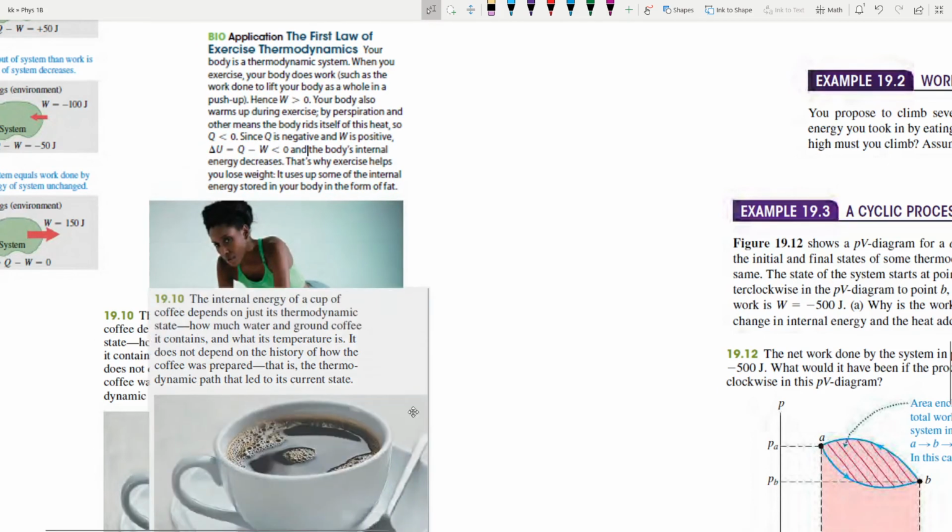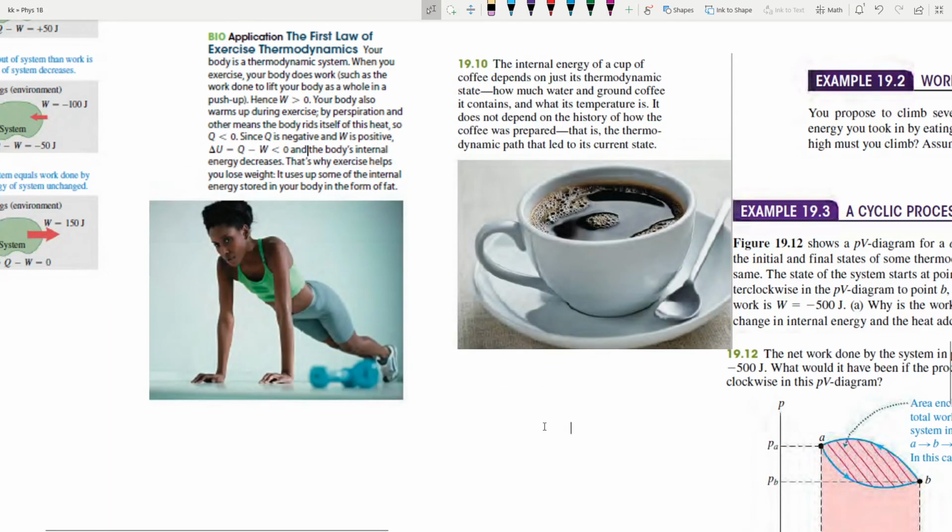Okay, so this is a picture of someone that's doing push-ups. So what it says is, your body is a thermodynamic system. Let's see if we can understand what they're saying here. When you exercise, your body does work, such as when the work done to lift your body as a whole in a push-up, which means the work done is greater than 0. Does that make sense? You're doing positive work.